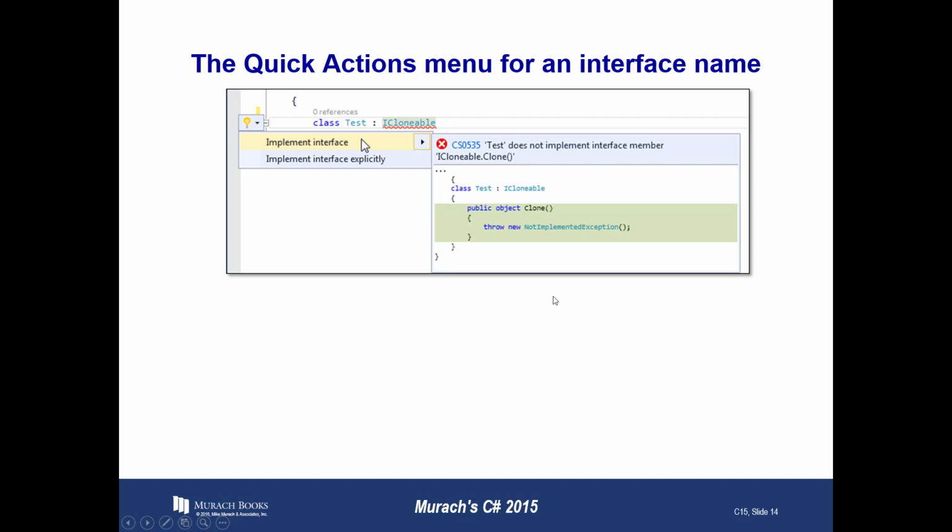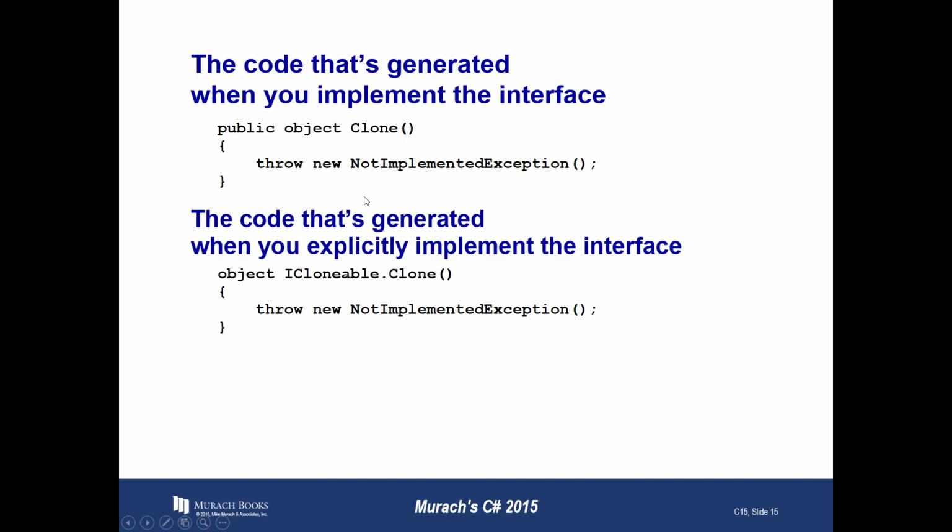You can use that quick actions menu that we talked about before to have some of the stuff built for you automatically. You'll notice that when you do that, as it says there, the code that's generated when you implement the interface, by and large, isn't going to be what you want. So whether it's an interface or a class, if you have it generated for you, and it's just going to throw a new NotImplementedException, one of the first things you want to do is remove that code that's in there.